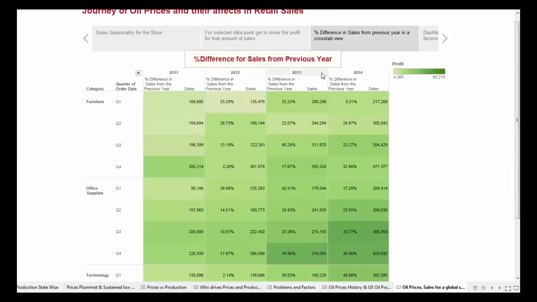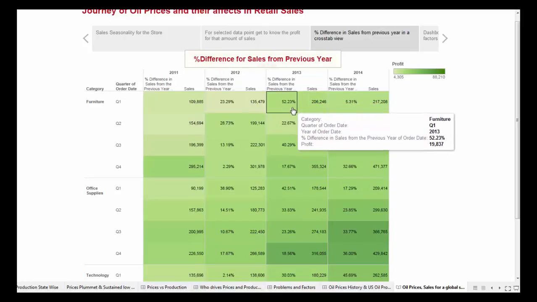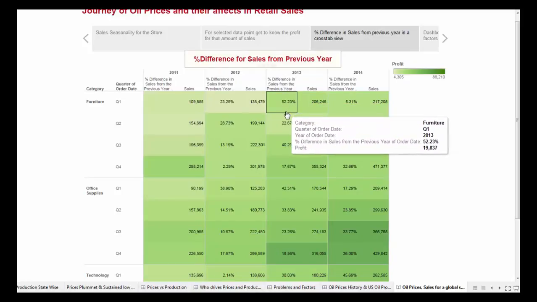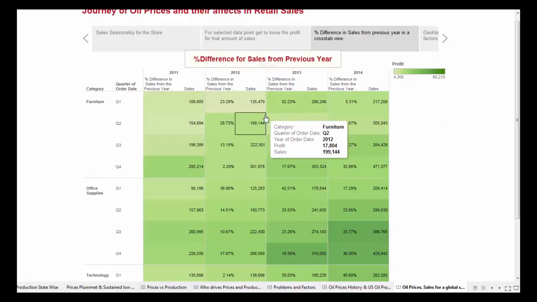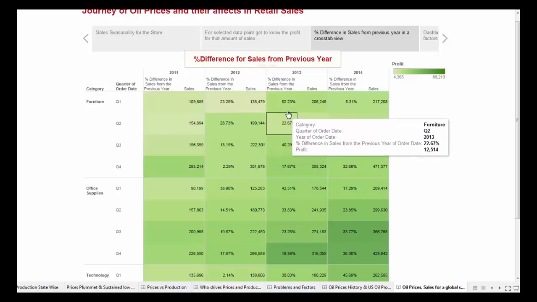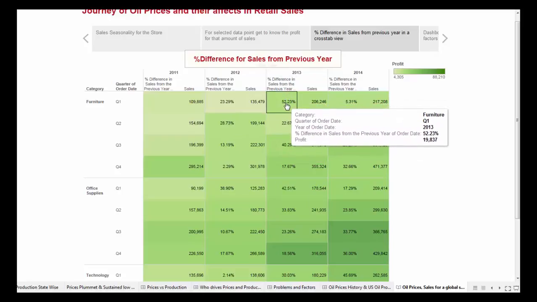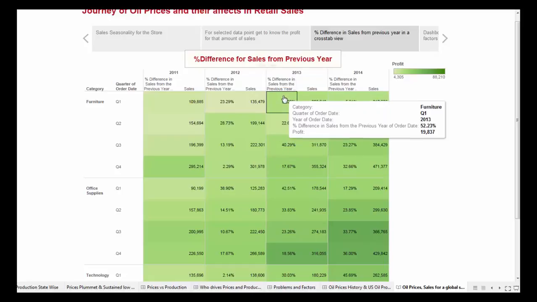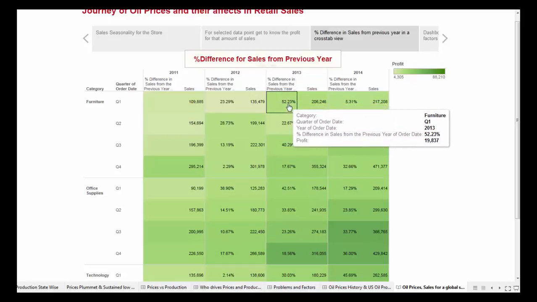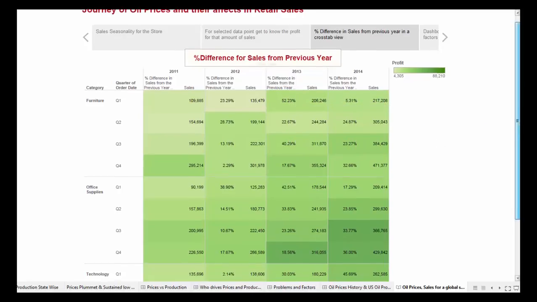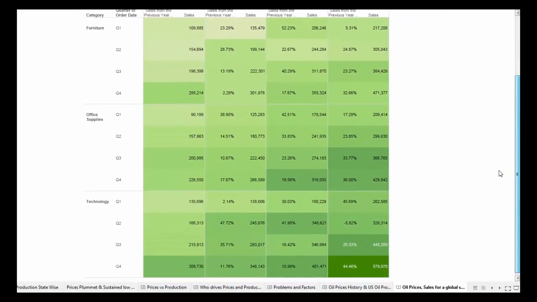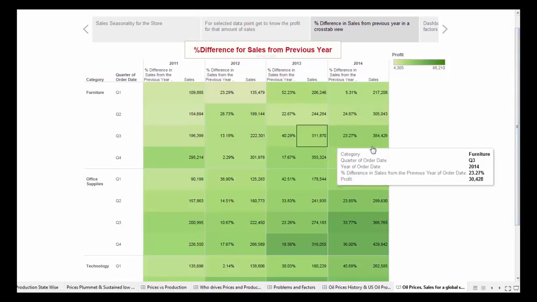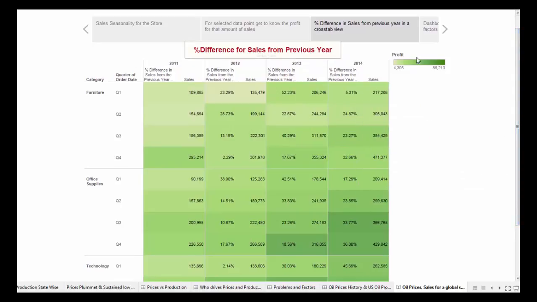In this slide, it looks like a heat map. It is giving the quarterly distribution of sales for different categories of the product. It gives the percentage difference of sales from the previous year. For example, in 2013, the percent difference from the previous year is 52.23%. The green color shows the profit. The darker the green, the more the profits. So analyzing, we see that the profit for furniture is less compared to the other two categories.